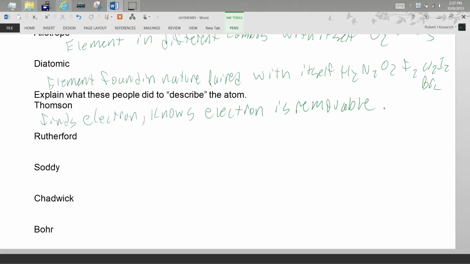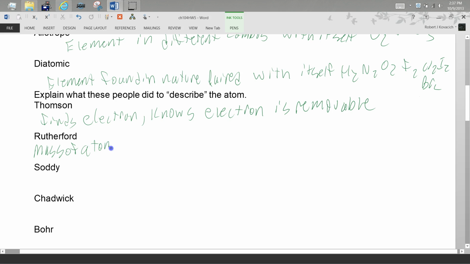How about Rutherford? He said that the atoms are very small, densely packed. You missed a piece. They're very small, densely. No, the beginning. The atoms have a nucleus that is small, dense, and positive.